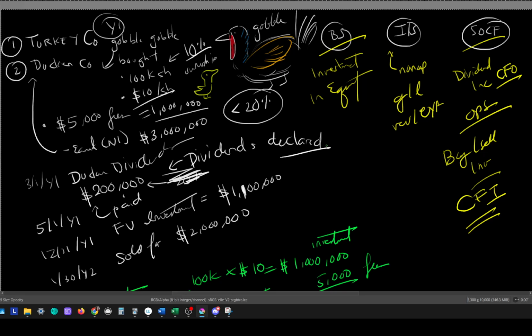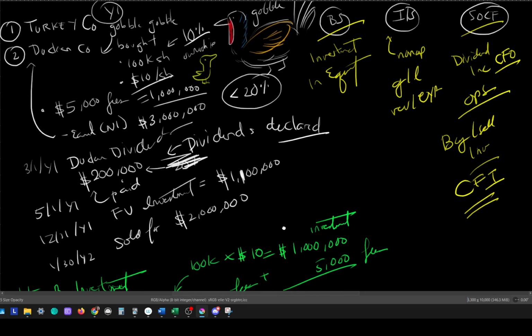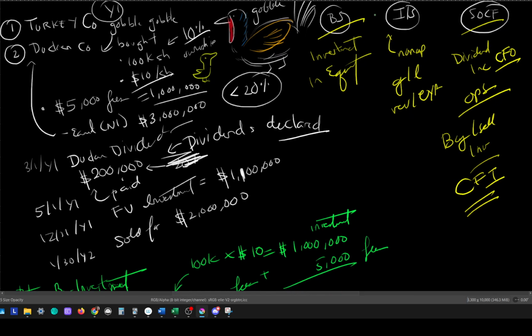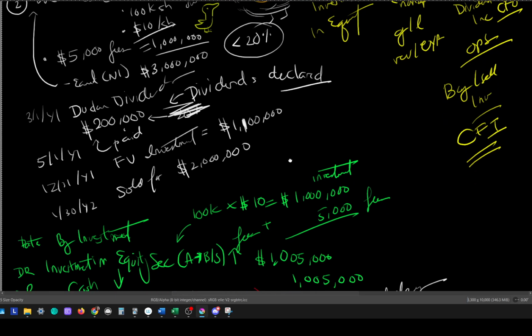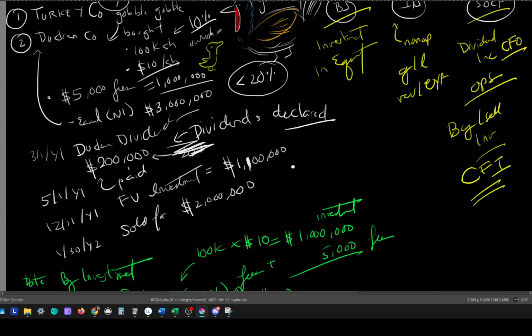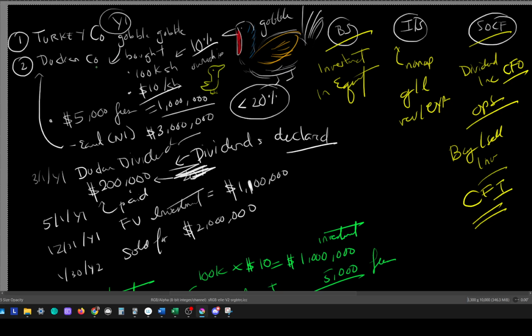So I hope you like that example that I gave of Turkey acquiring an investment in Deccan. Hopefully this helped you imagine and visualize all of these journal entries and where it all goes on the different financial statements. So let's do a quick overview. Turkey company in year one decides to acquire an investment in Deccan company. They bought 10% ownership, 100,000 shares for $10 per share. That's a total of $1 million. They paid $5,000 in brokerage fees to carry out this purchase.